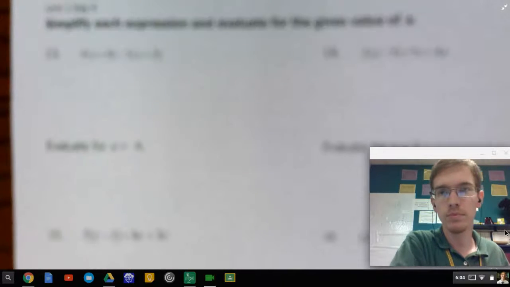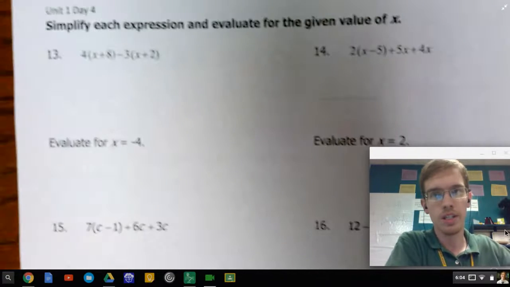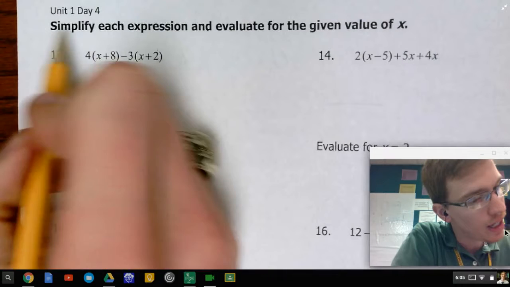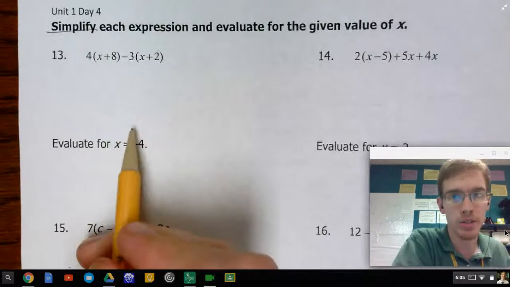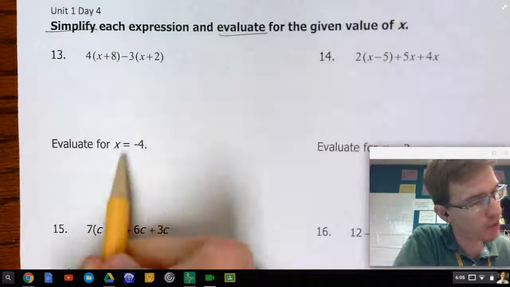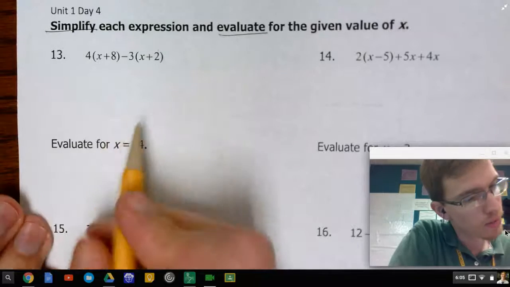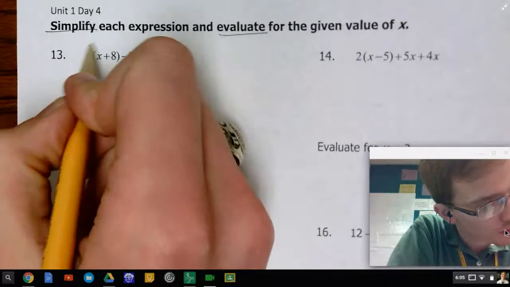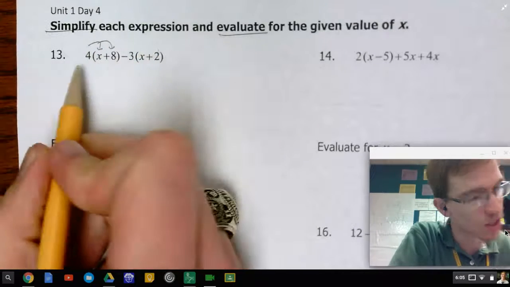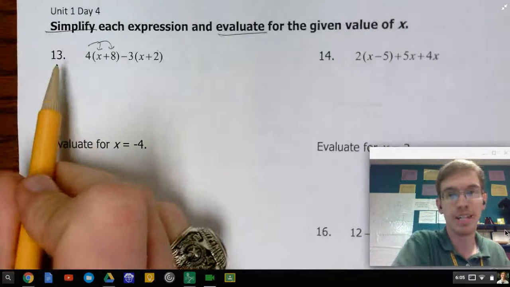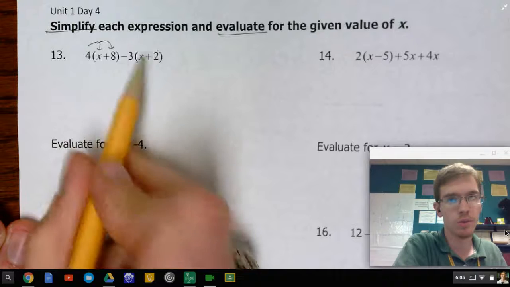Okay. Next we have number 13, which should be number 12. It says simplify each expression and evaluate for the given value of x. Simplify means we're going to get something with x's and numbers in it. Evaluate means we're going to plug in at some point. So first, simplify. So distribute the 4 on the left. Now notice, this is only touching this set of parentheses. That means only the stuff in the parentheses is affected by the 4. Okay, we'll worry about this in a minute.